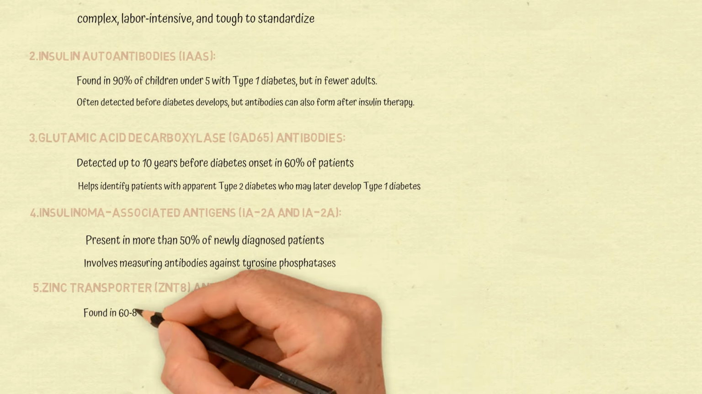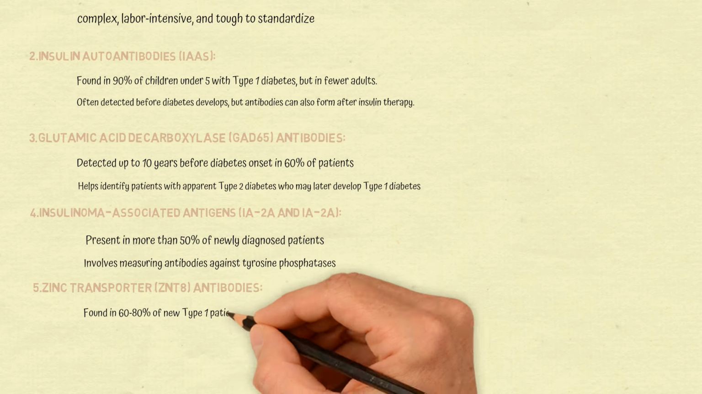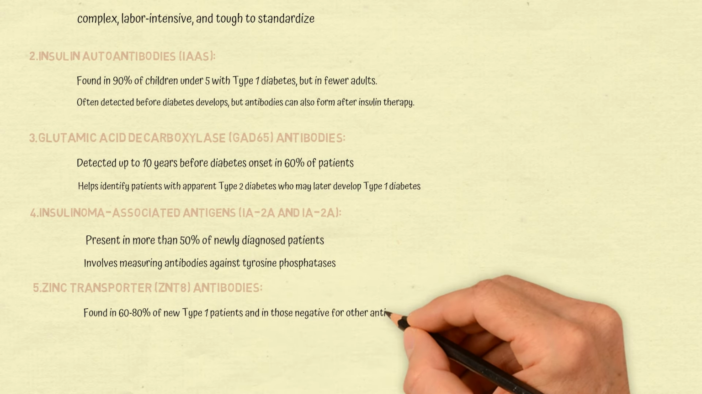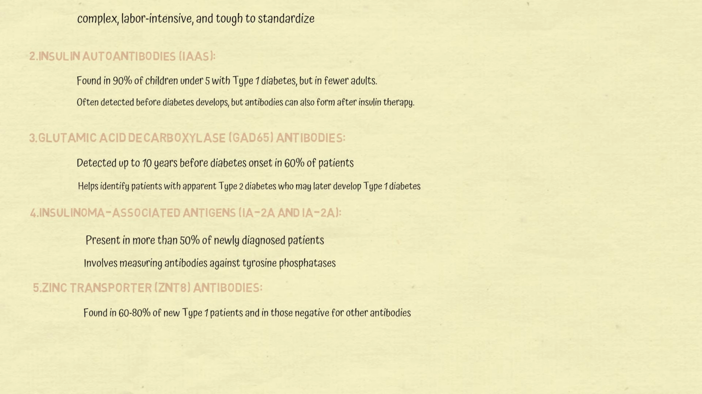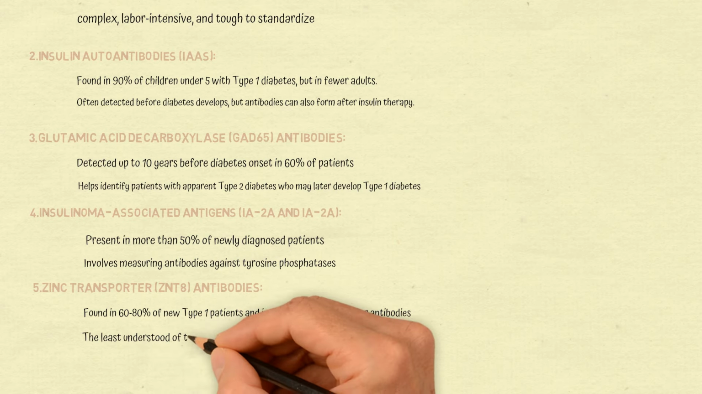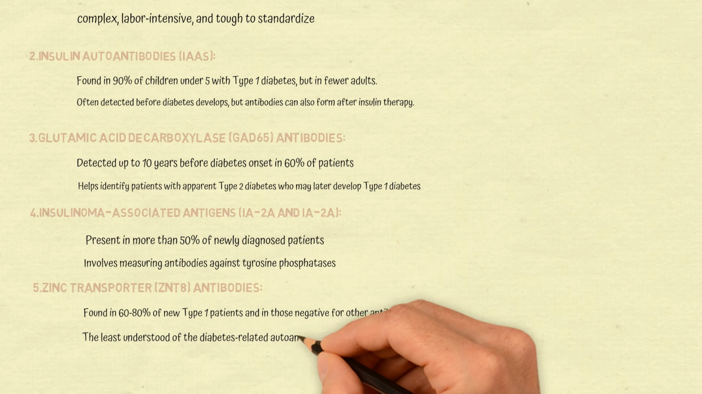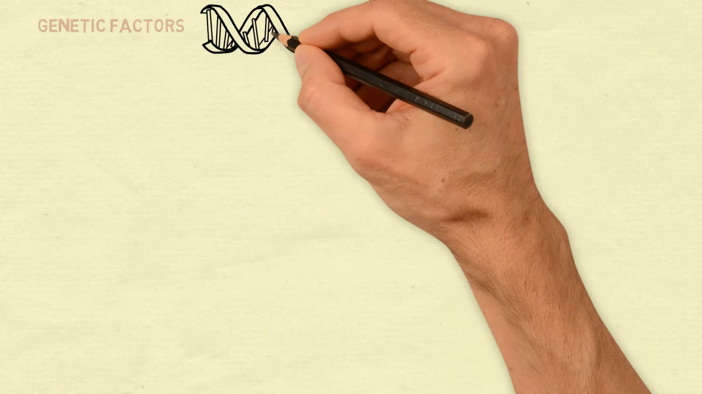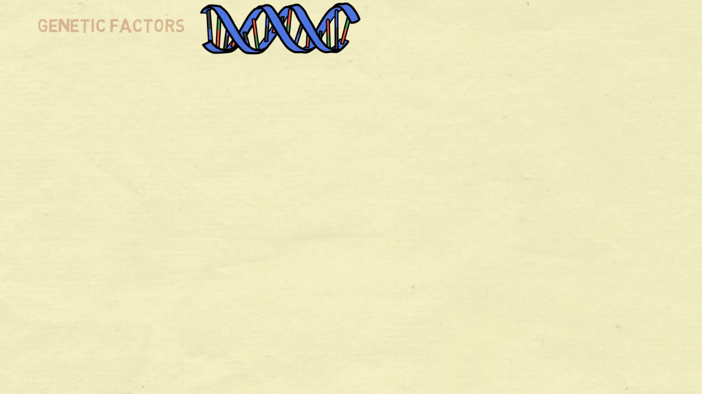ZNT8 antibodies are found in about 60 to 80% of newly diagnosed patients and can show up in people who don't have other autoantibodies. They're the least understood of the antibodies involved in type 1 diabetes, but they're another key marker. Type 1 diabetes is influenced by genetics, but it's not as simple as inheriting a single gene.